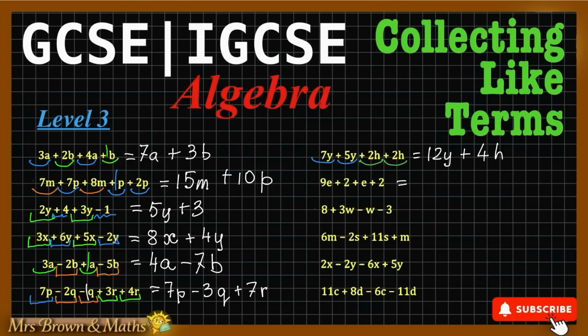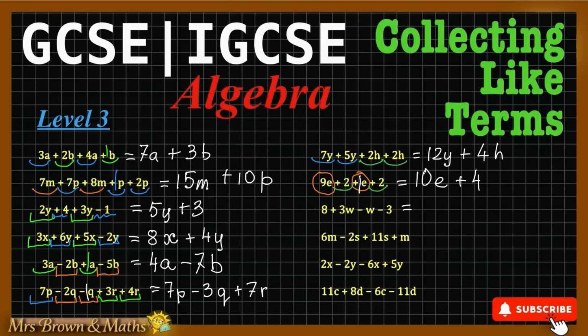Next question. 9e plus 2 plus e plus 2. So 9e plus 1e is 10e. Now let's move to numbers. 2 plus 2 is 4. So final answer is 10e plus 4.